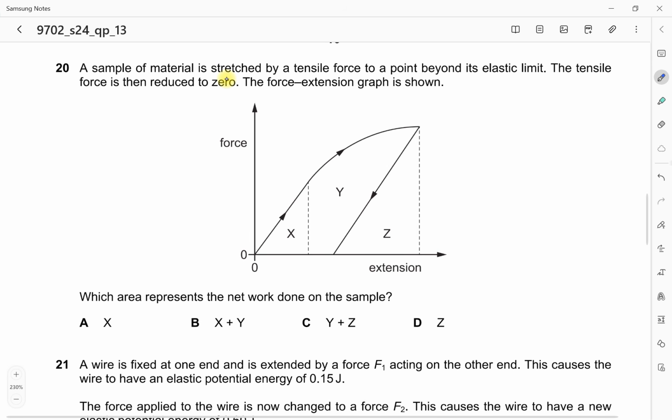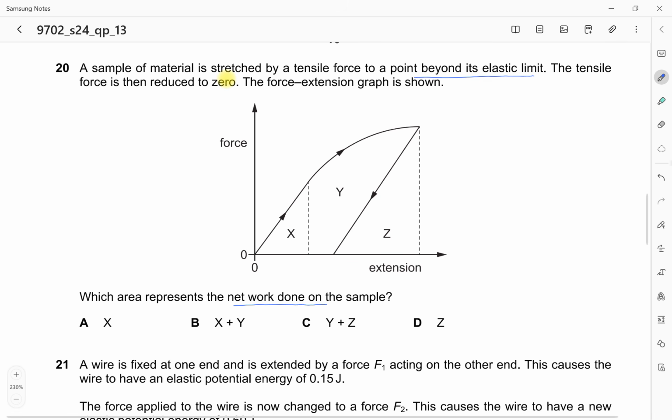A sample of a material is stretched by a tensile force at a point beyond the elastic limit. It is beyond the elastic limit. The tensile force is then reduced to zero. Now the tensile force is reduced to zero, but since it was beyond the elastic limit, it means the extension does not go back to zero. Which area represents the net work done on the sample?